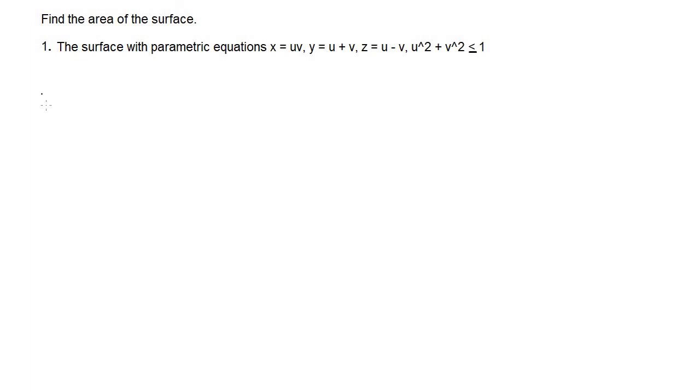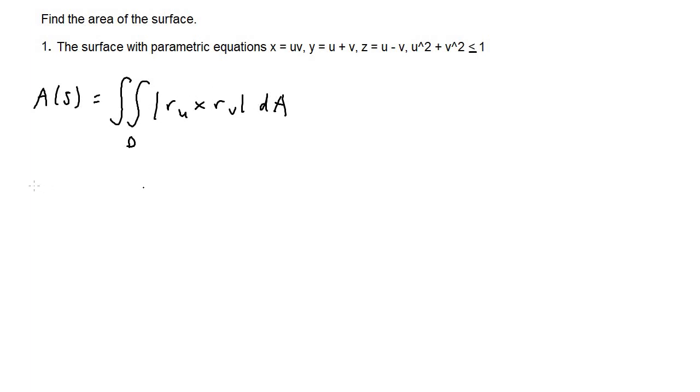So once again, the formula for the surface area of a parametric equation in terms of u and v is going to be equal to the double integral described by the region D of the magnitude of the cross product of r sub u and r sub v times dA. So we need to find the cross product and find the magnitude of that cross product.